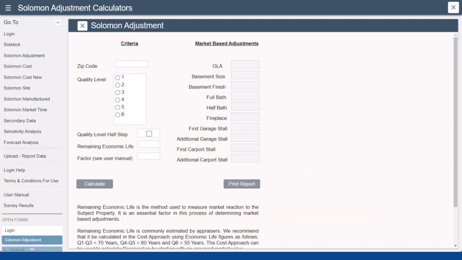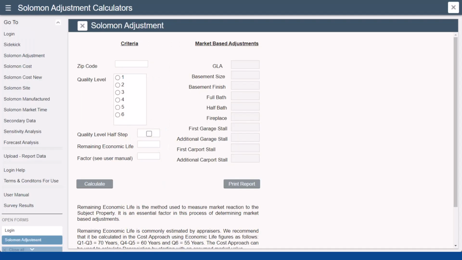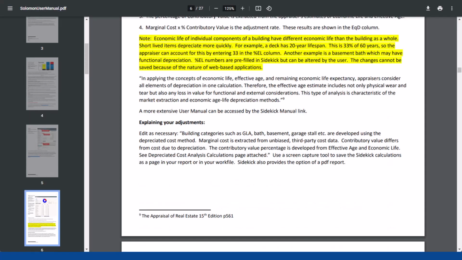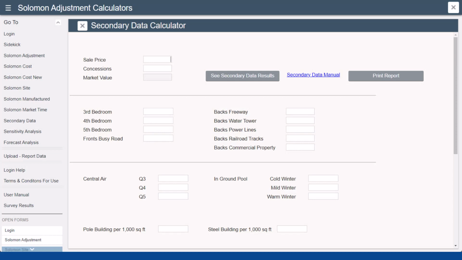The user manual. Access the user manual from the menu to the left of the screen. The menu opens and closes by clicking the three bars top left. The user manual is a comprehensive guide to all Solomon tools. At the end of each section, there is a recommended commentary you can use to explain your adjustments. Use them as a guide as you write in your own personal style. Most Solomon tools have blue links you can use for more detailed explanations and examples.